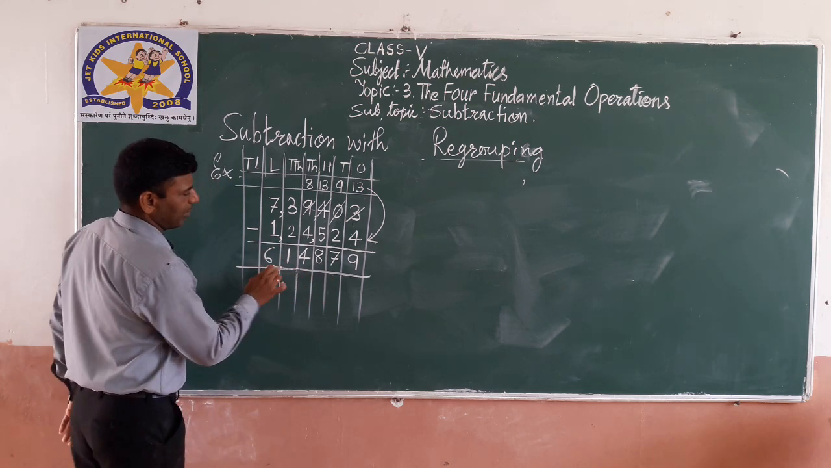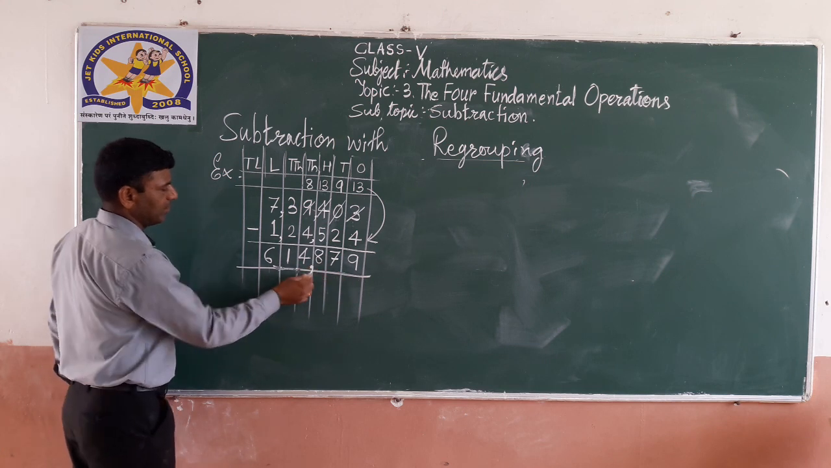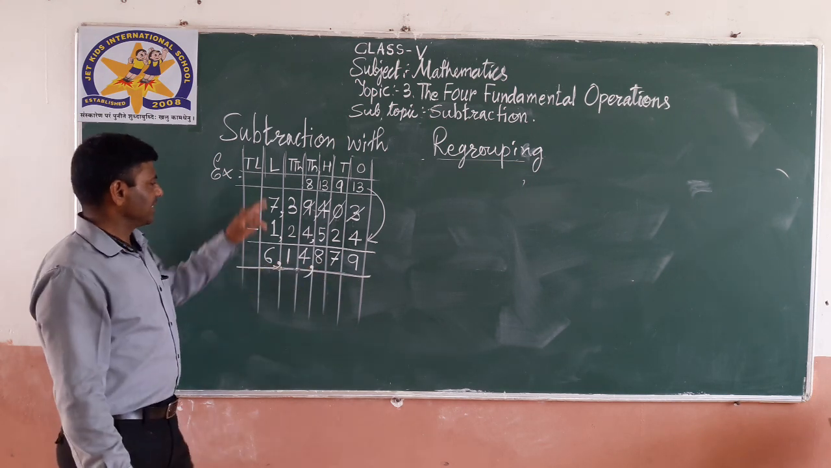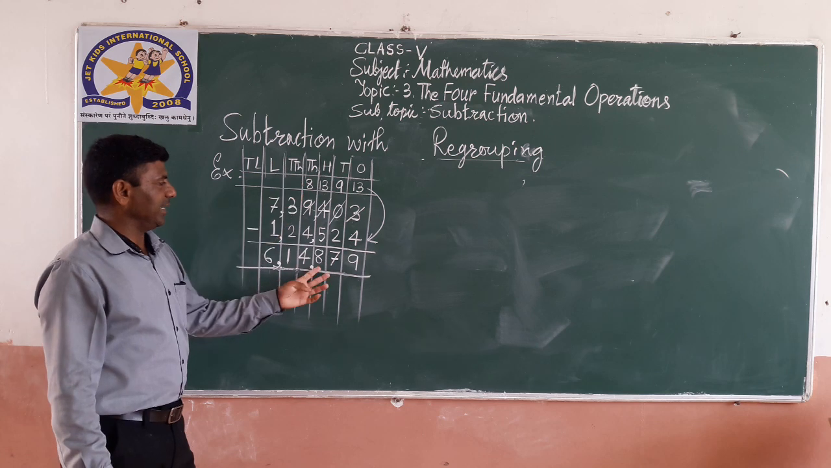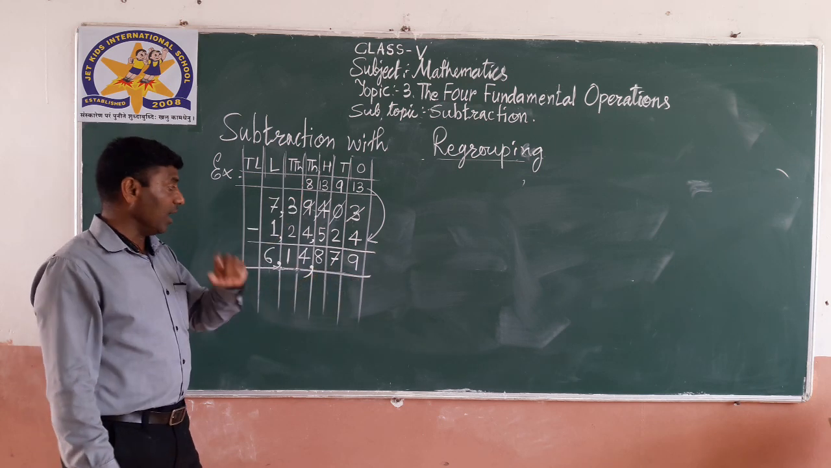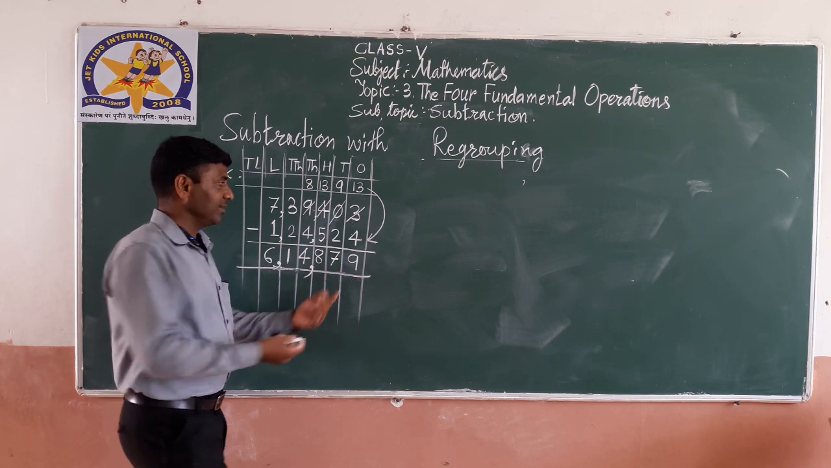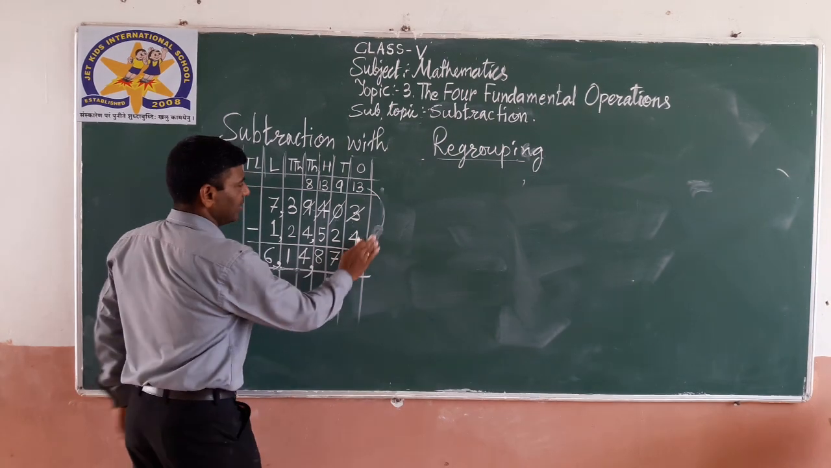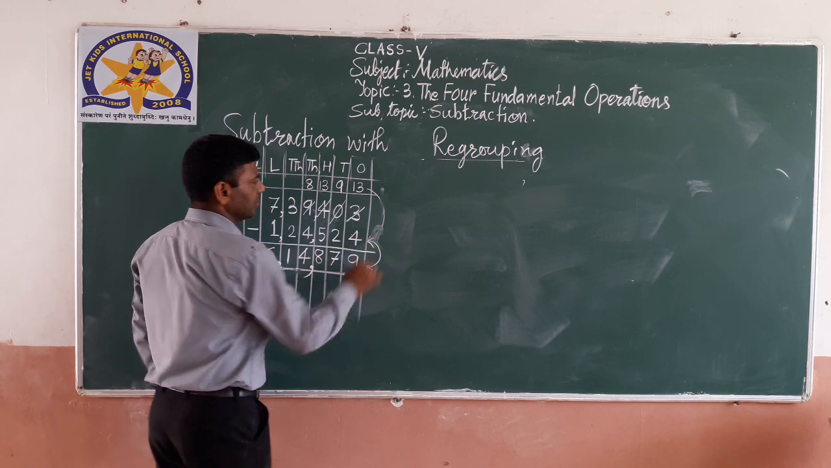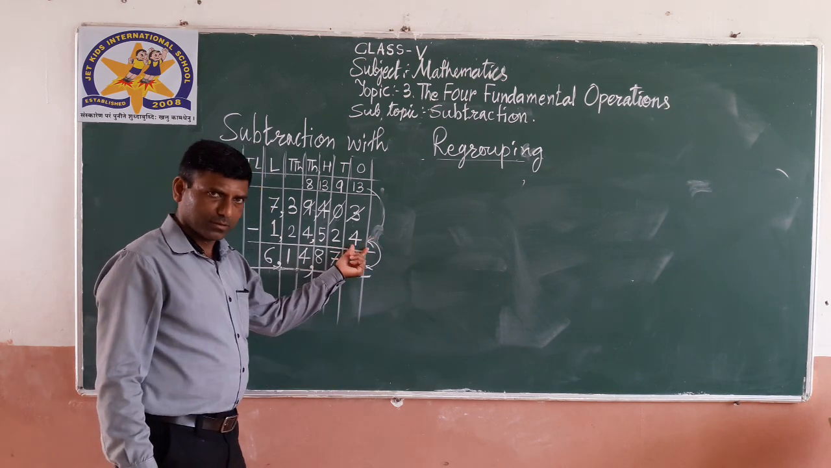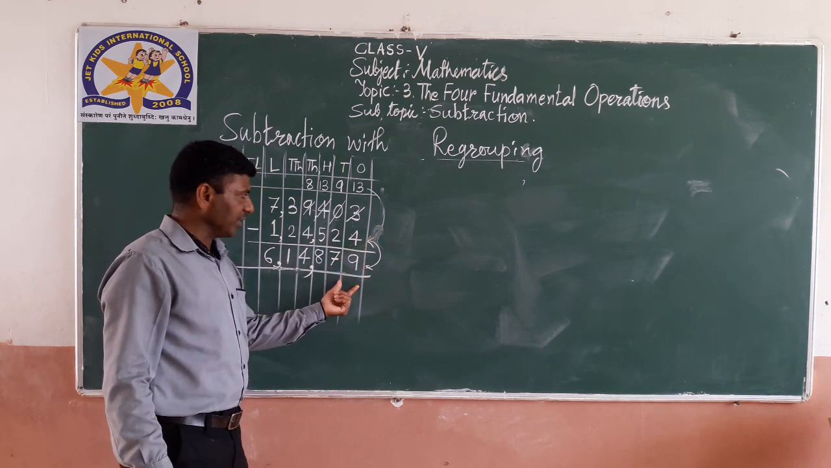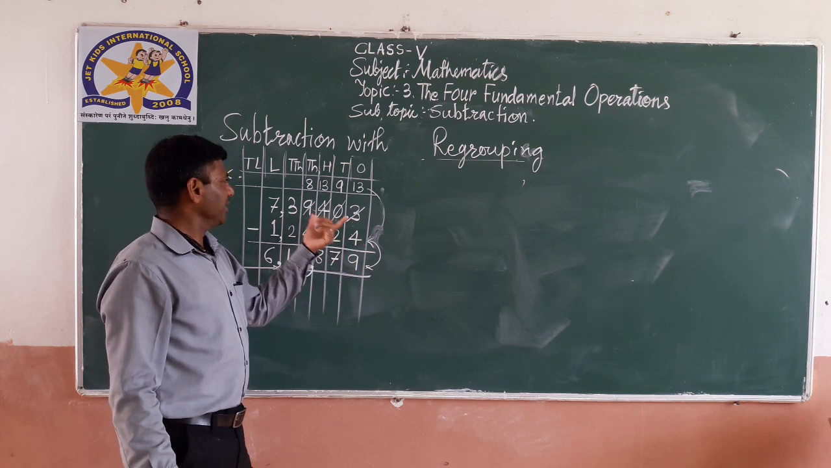Now put commas properly. First 3 digits comma, then 2 digits comma. 6,14,879. Now tell me, verify. How are we verifying? We are adding these two. The subtrahend and the difference, if you add, you will get this number.